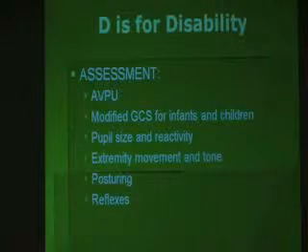D is for disability. A is, I think it's alert. I always have a problem remembering. Alert, thank you.